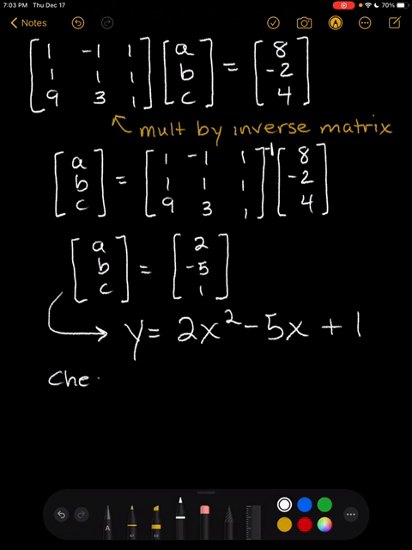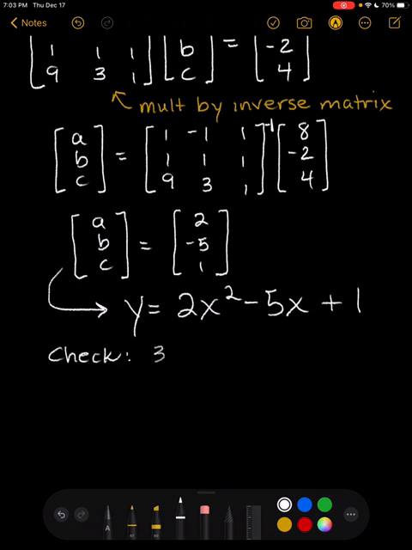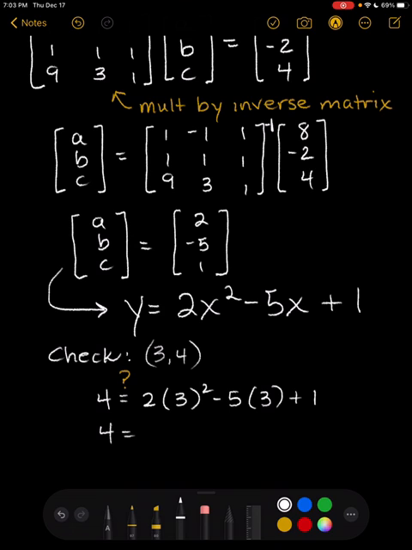If you want to check, we can check with 1 point. Let's check with 3, 4. So 4 equals 2 times 3 squared minus 5 times 3 plus 1. Let's put a big question mark here. Let's see if it does work. Does 4 equal 2 times, well, this here is going to be a 9, so 18 minus 15 plus 1? Well, does 4 equal 18 minus 15, which is a 3, plus 1? It sure does.